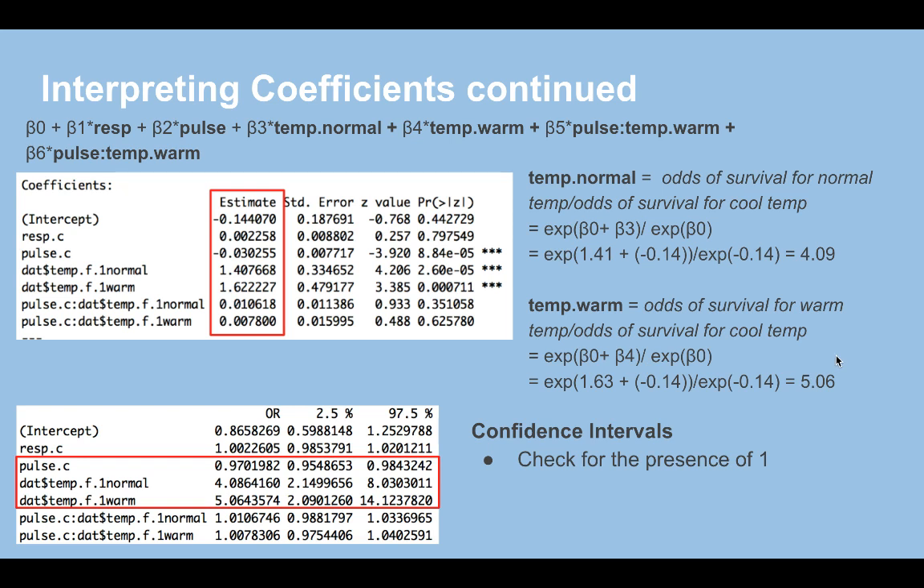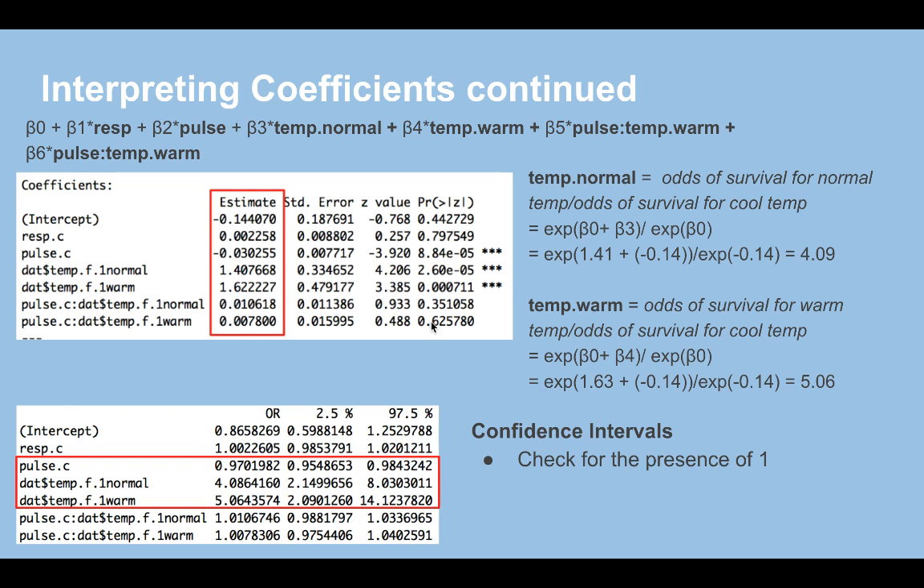So the odds of survival for a warm temperature horse over the odds of survival for a cool temperature horse is equal to 5, which means that a warm temperature horse is 5 times more likely to survive than a cool temperature horse. And so now we can next look at our interaction results.